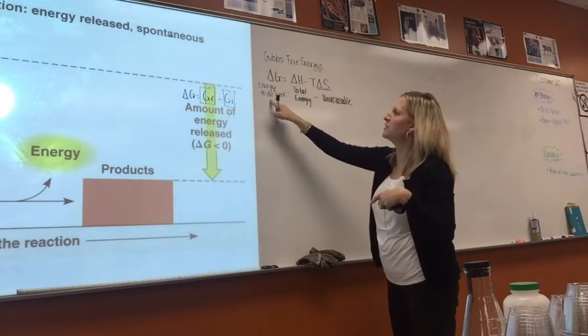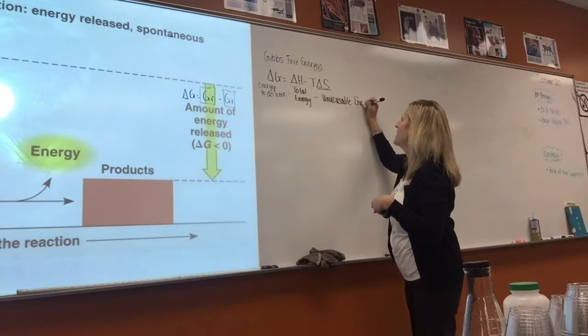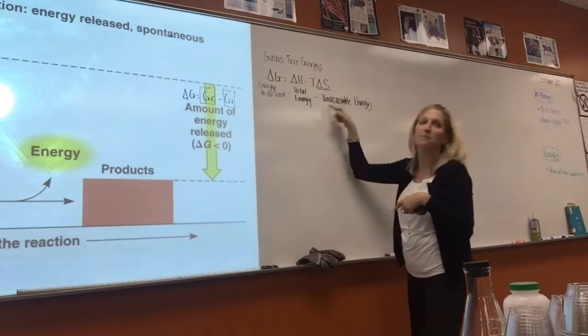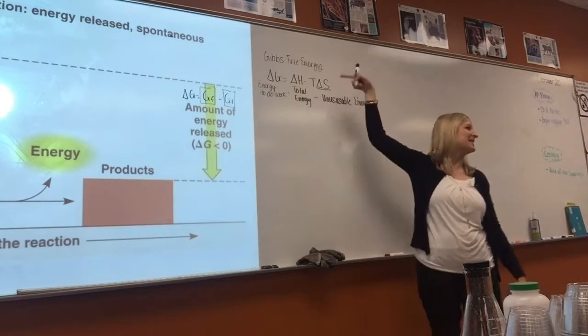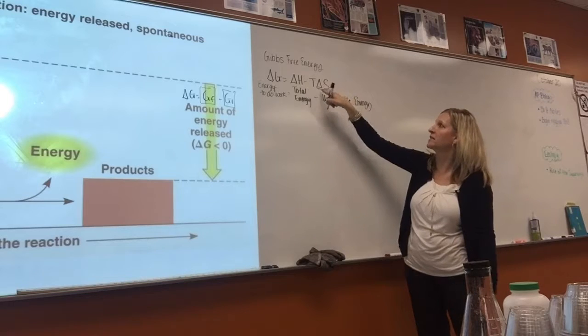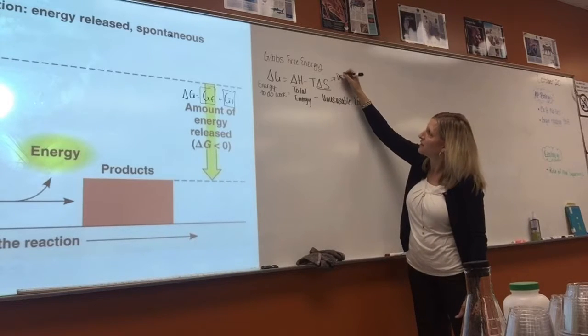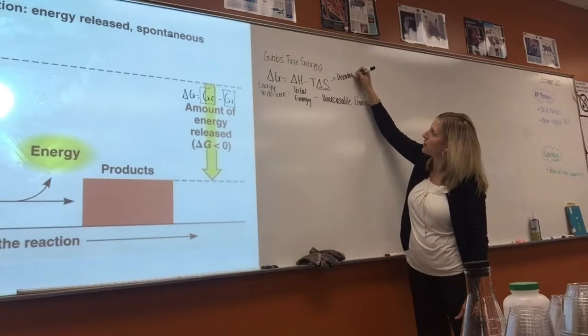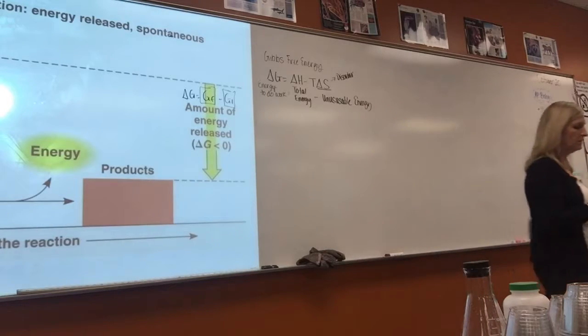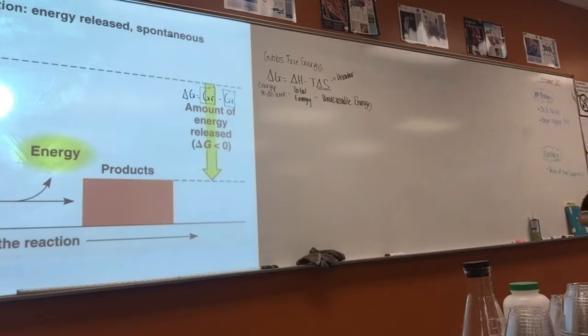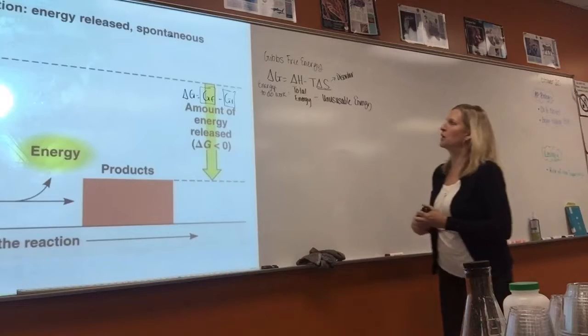So the energy available to do work is taking the energy that you have minus anything that's not usable, and that's the disorder. Okay, so that's what the T delta S represents: the disorder, unusable energy. And that's a quick little review here.